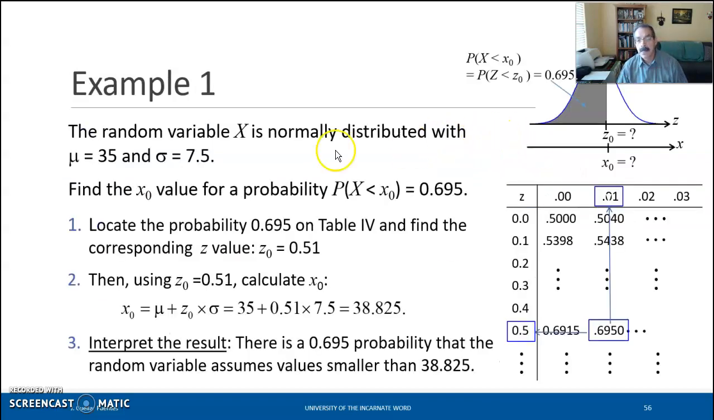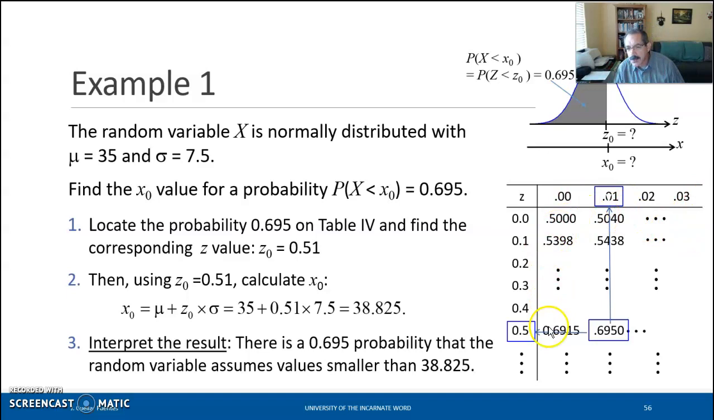All right, so let me now illustrate with this example the mechanics of how this is done. The random variable x is normally distributed with mean 35 and a standard deviation of 7.5. And they're asking us to find the x value for a probability of 0.695. Once you see this probability, you go into your table 4 and find that probability in the body of the table. In this case, because 0.695 is larger than 0.5, you know you're going to find that value on the second sheet of table 4.